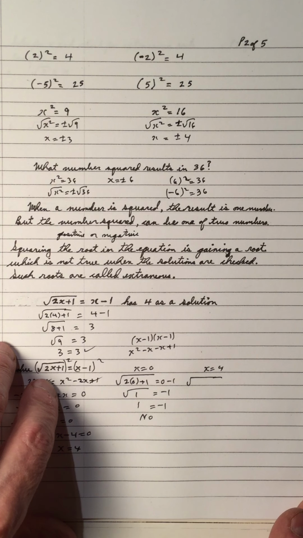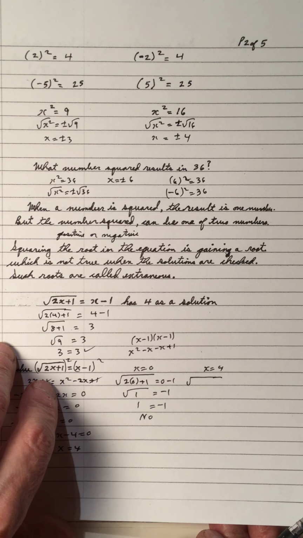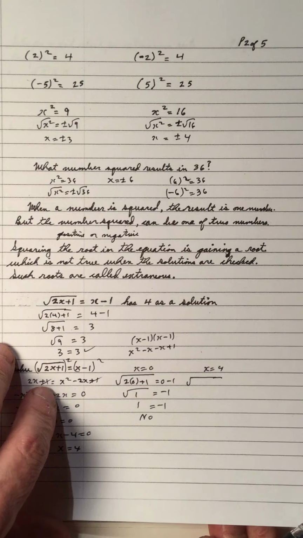We should always check when you're squaring with a square root, or a radical equation which has a square root, you have to square both sides.